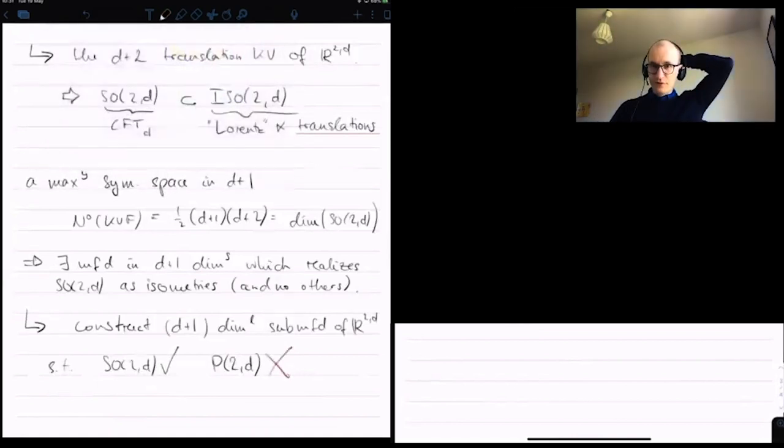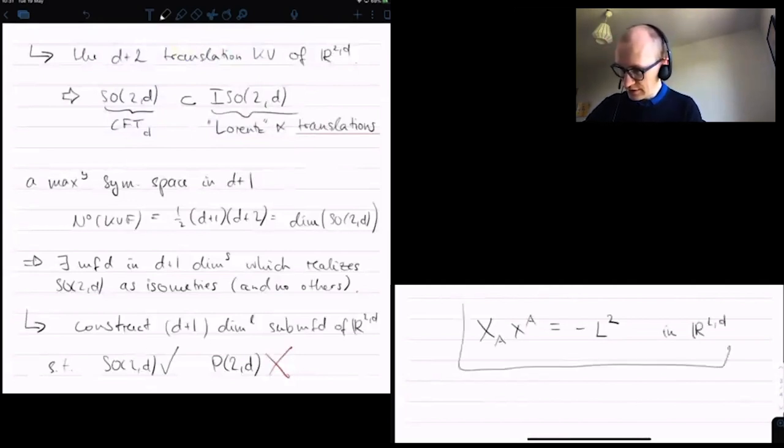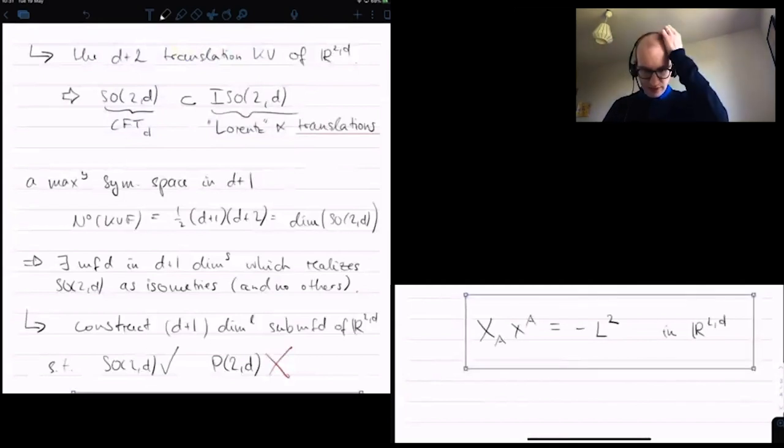And the way to do that is as follows. Let's just write an embedding equation: one equation, one constraint among the D+2 coordinates, which I will write as X^A X_A = -L^2. So L is some arbitrary parameter that enters in this. And this is an equation that you should read in R^{2,D}. And I used here the contraction with respect to this metric.